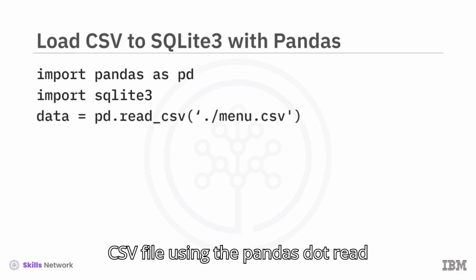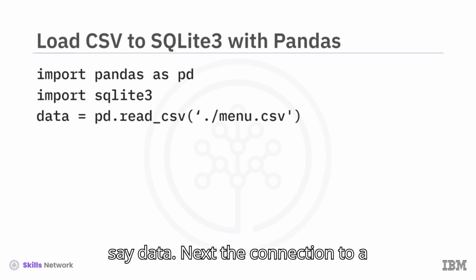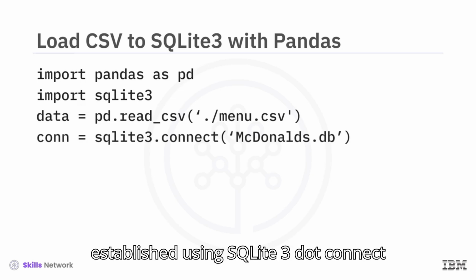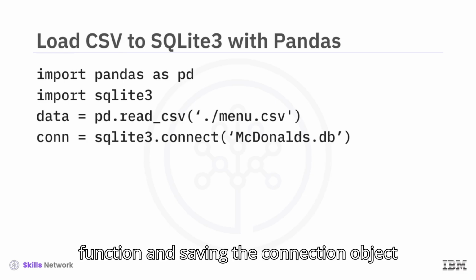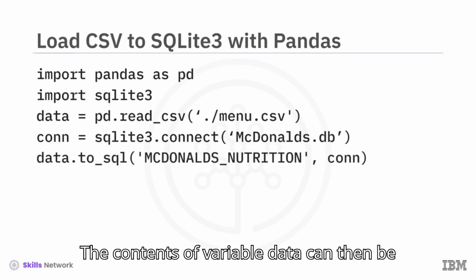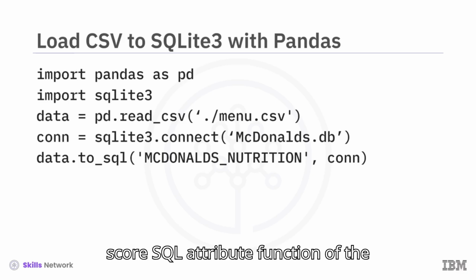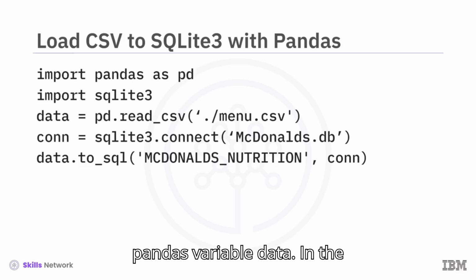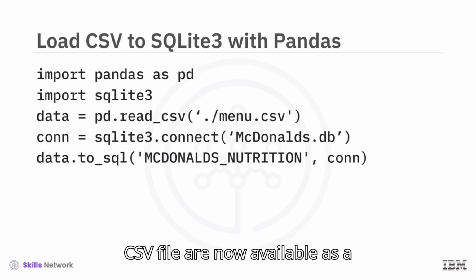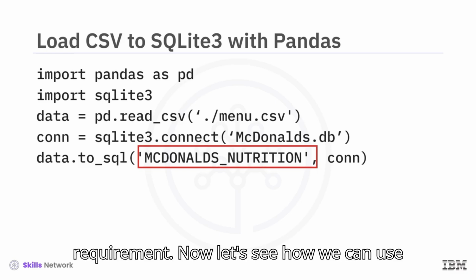We can read the database CSV file using the pandas.read_csv function to a variable, say, data. Next, the connection to a database, mcdonalds.db, can be established using the SQLite3.connect function and saving the connection object to a variable, say, con. The contents of variable data can then be loaded as a table to the mcdonalds.db database using the to_sql attribute function of the pandas variable data. In the example shown here, the contents of the CSV file are now available as a table, McDonalds_nutrition, which can now be queried as per requirement.